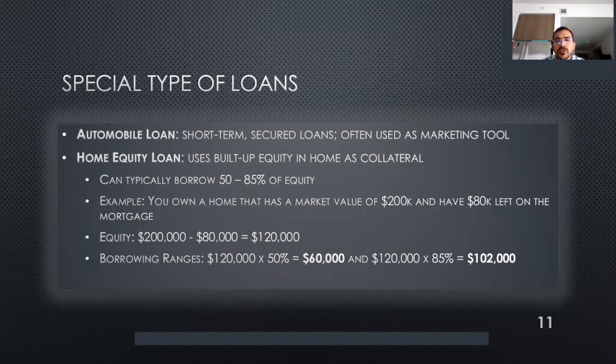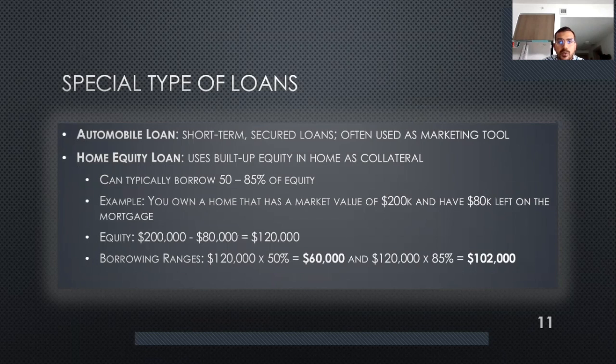We also have special types of loans. For example, an automobile loan, which is short-term, secured, and often used as a marketing tool. We can also find the home equity loan, which uses the built-up equity in a home as a collateral. With these types of loans, borrowers can typically borrow up to 50% to 85% of the equity.